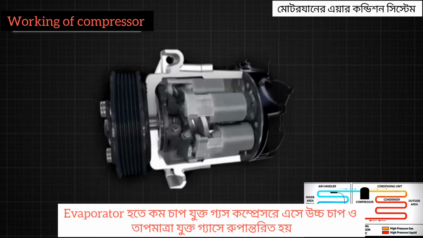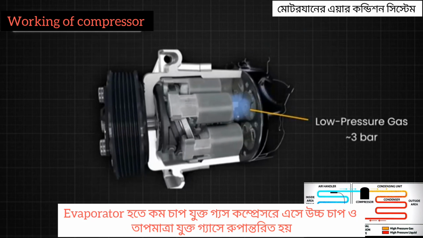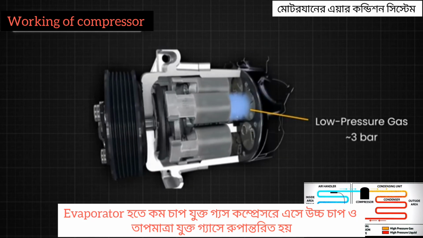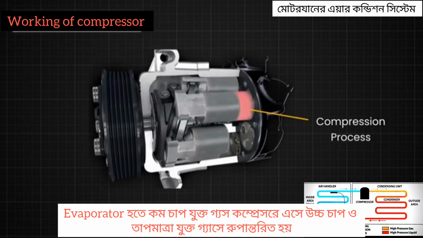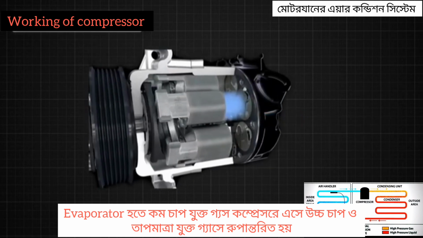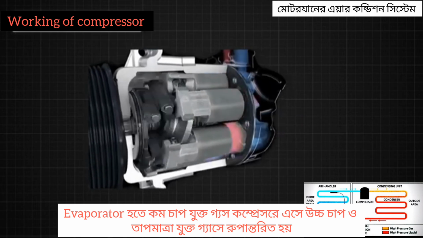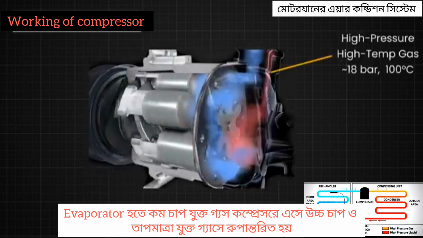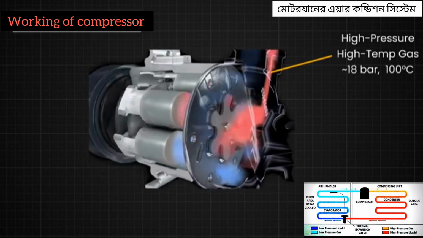The refrigerant initially enters the compressor as a low-pressure gas. This gaseous refrigerant is then compressed by the compressor, which increases its pressure and temperature significantly. After being compressed, the refrigerant gas exits the compressor as a high-pressure, high-temperature gas.